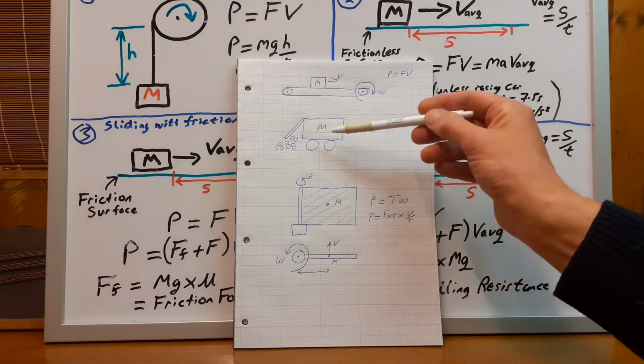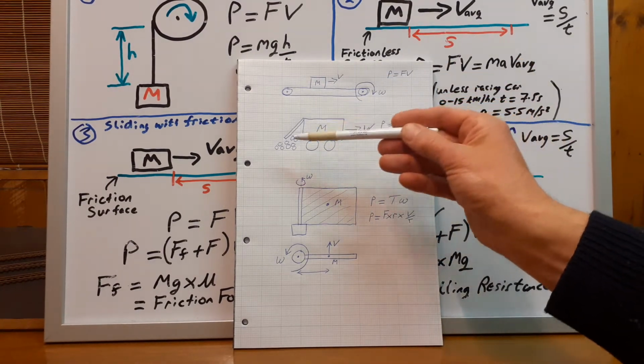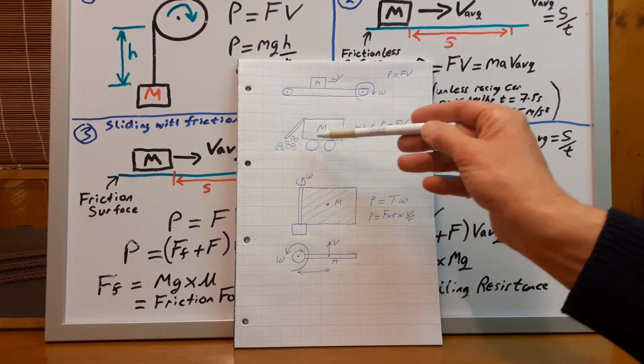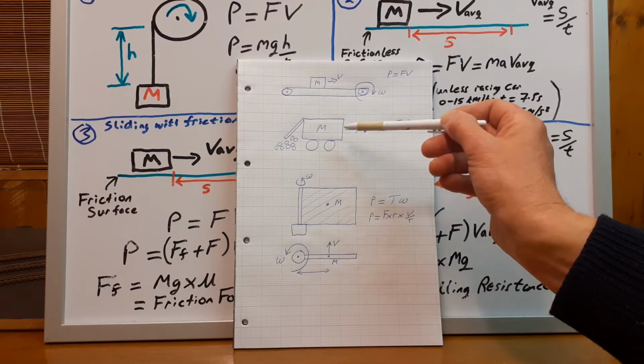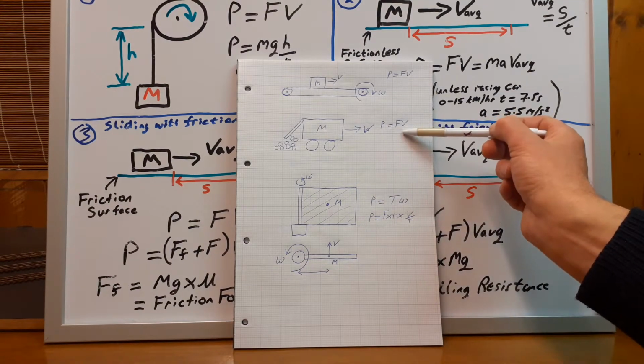Another scenario here is a vehicle with wheels. Let's just say it's a cattle feeder. You want to move it along, drop the cattle feed. Again, you want to move along with some velocity V. Again, the power is force by velocity.